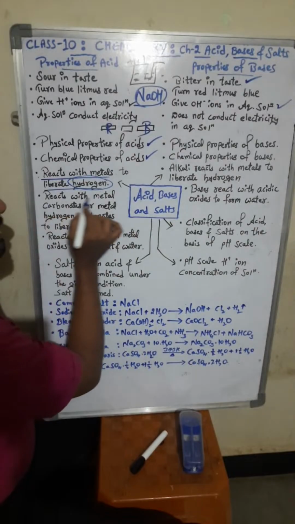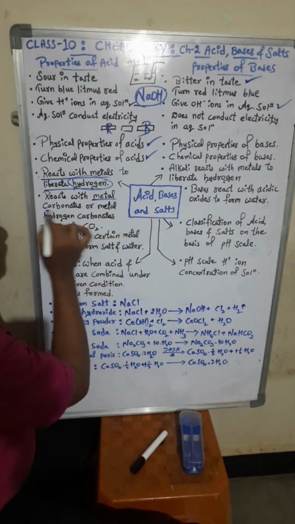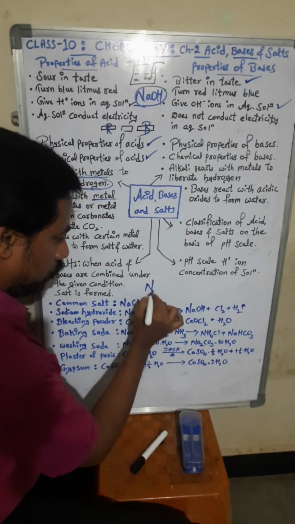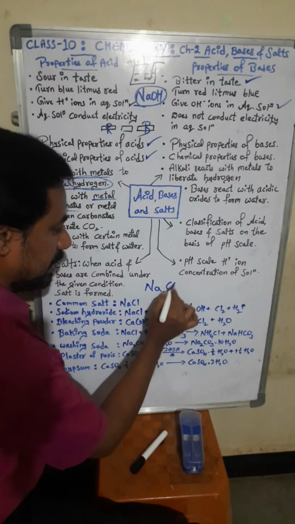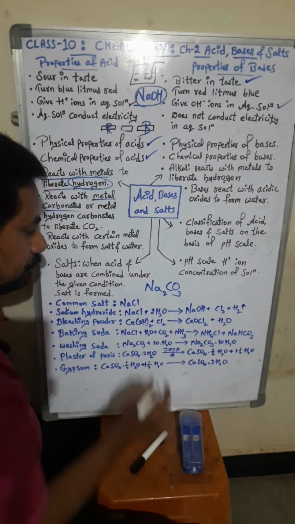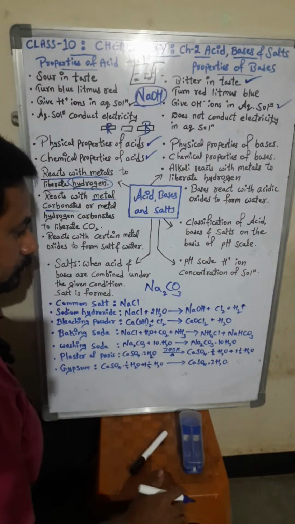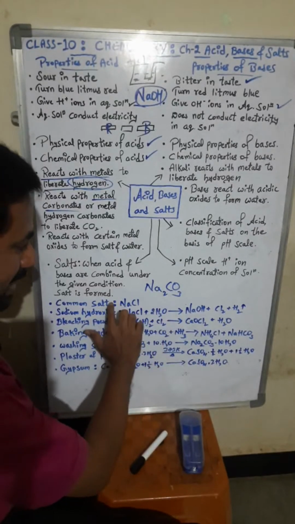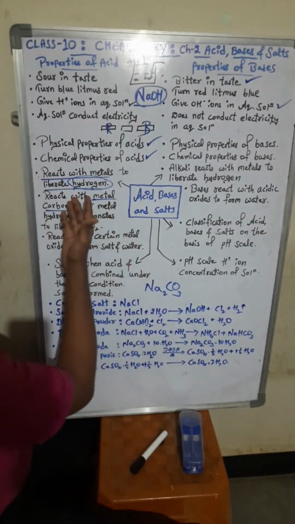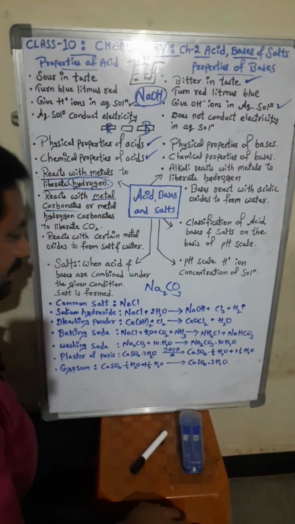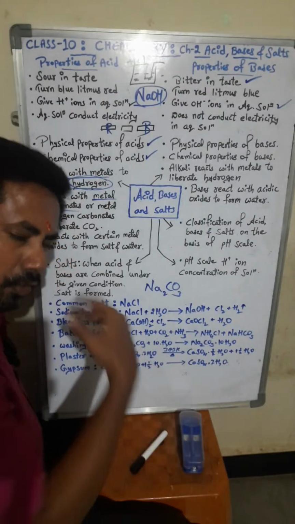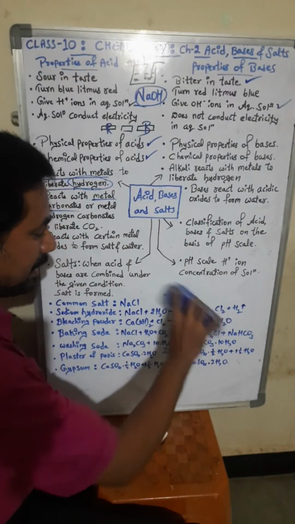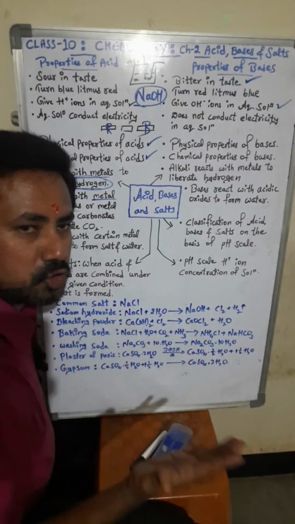Next, acids react with metal carbonates. Metal carbonates means what? One example I will give you, Na2CO3. So metal carbonate, example this one. When acid reacts with this one, what happens? Hydrogen gas will be liberating. Is it clear? We are going to study in detail. It is just an introduction part, students, just for understanding purpose, what we are going to study in this chapter.